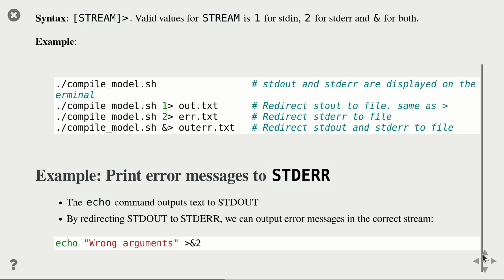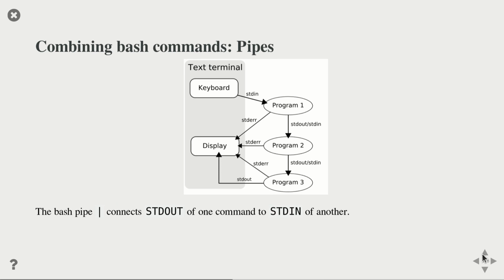Does it make sense? Okay, so we've learned how to redirect these inputs and outputs to files. But really what we want to do is redirect them to other programs. And the way you do that is through pipes.